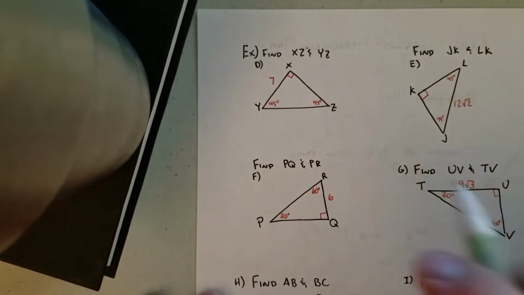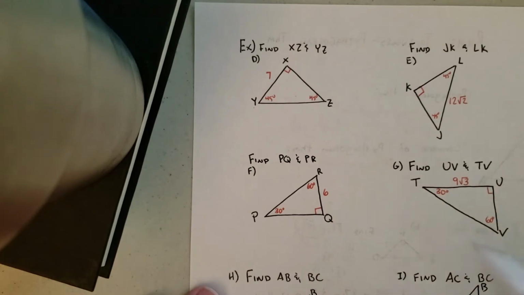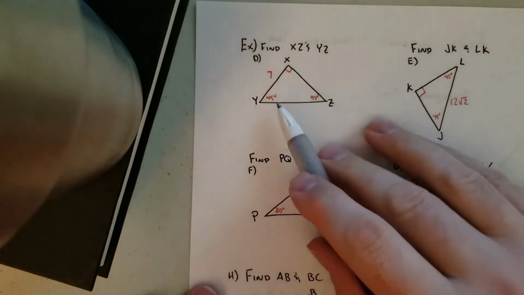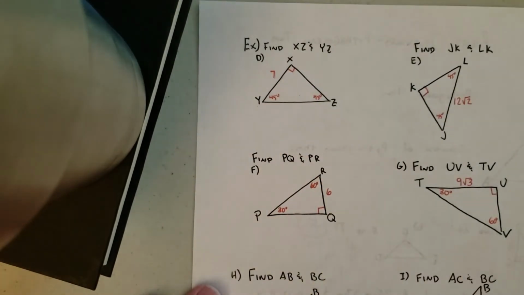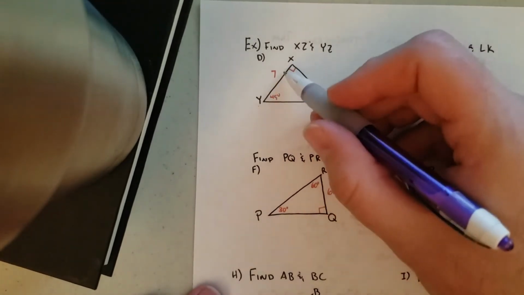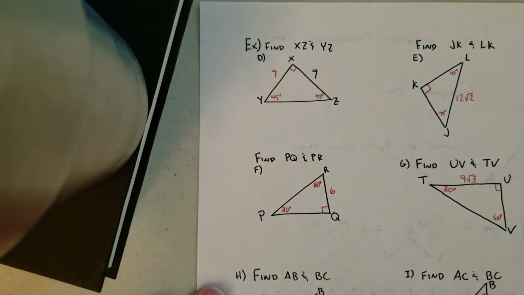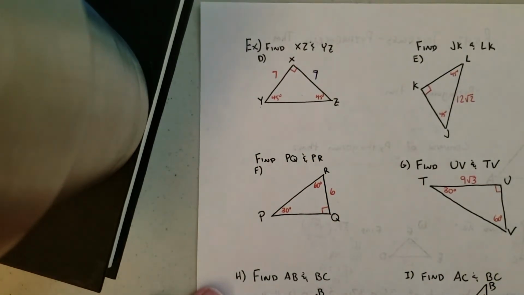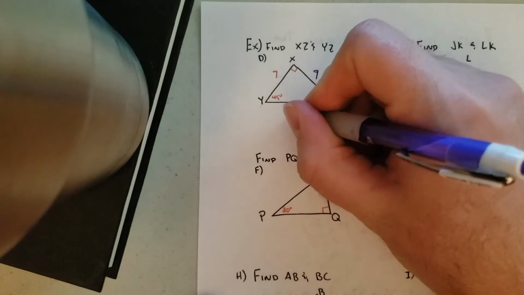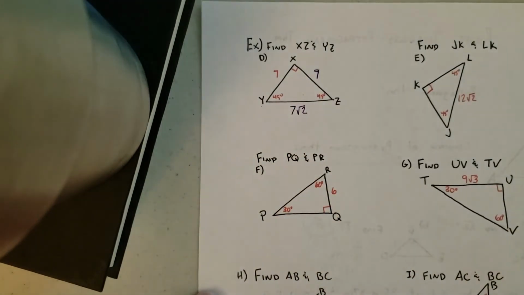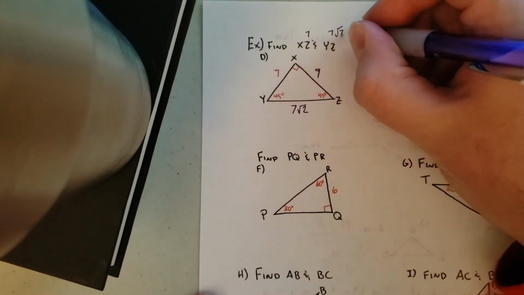So first off, I want to find XY and YZ. If I look at my triangle, what type of triangle does it look like we have? We have a 45, 45, 90. What side am I already given? I'm given one of the legs. Since I'm given one leg, my other leg is the exact same. So XZ is also 7. Then if I follow the rule from before, the hypotenuse is the leg times the square root of 2. So YZ is 7 square roots of 2. There are my answers: XZ is 7, YZ is 7 square roots of 2.